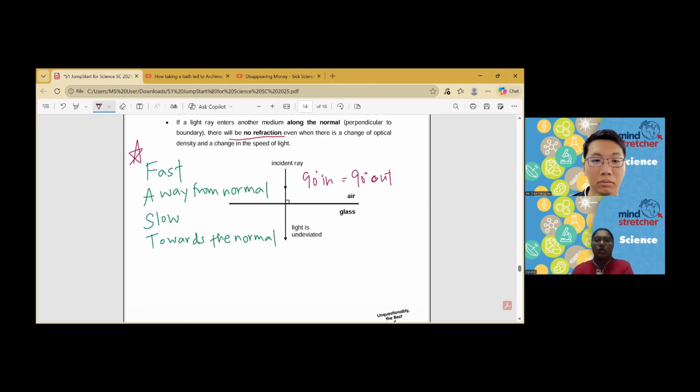Anyone lost? Okay, so these will be the three scenarios to take note of. If you are ready, we can move on to some real life application.